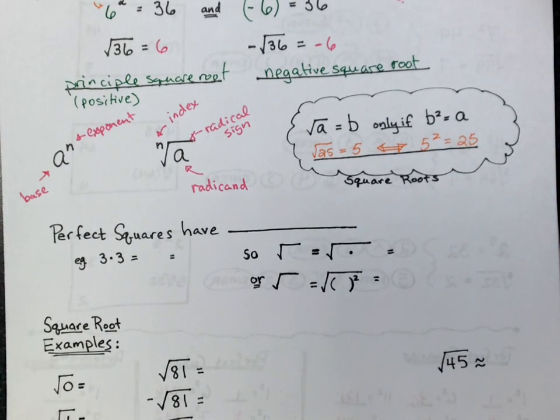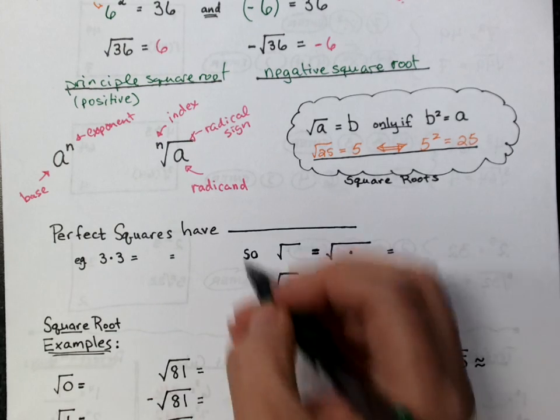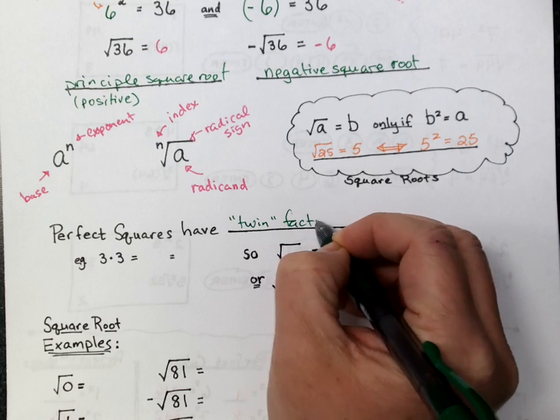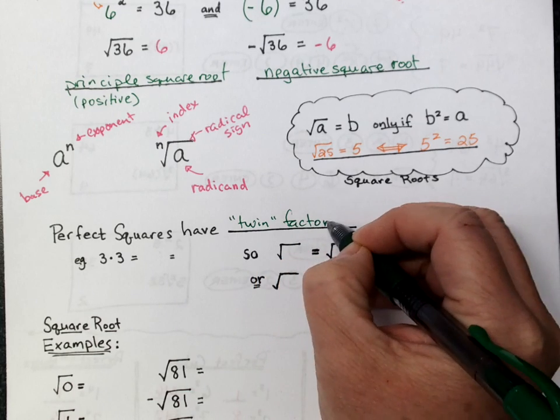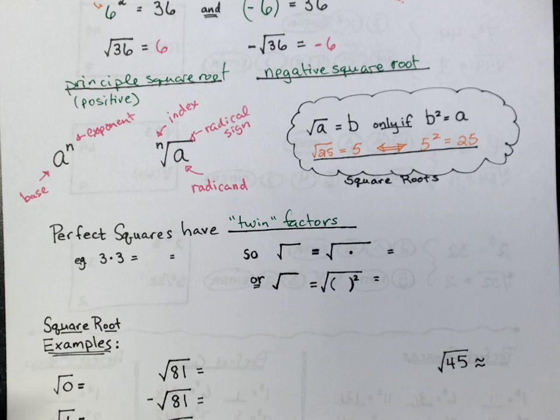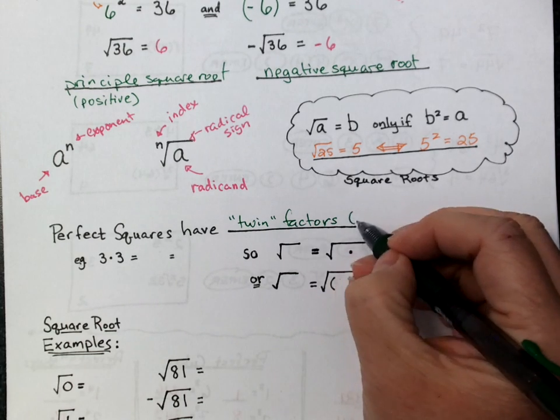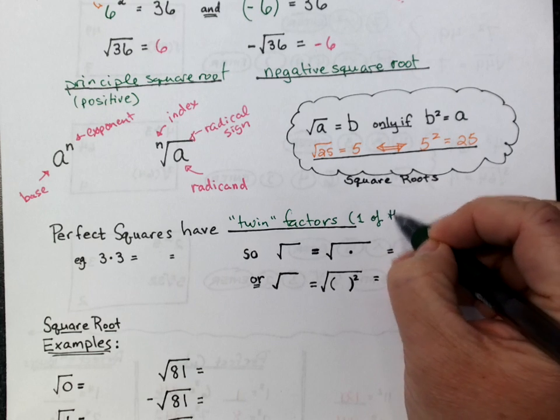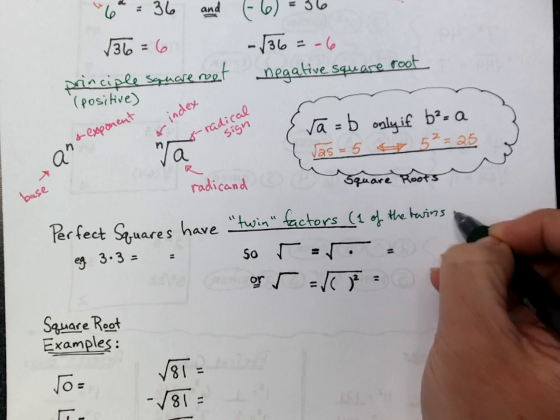All right, so working with perfect squares. The idea with a perfect square, we know it's a perfect square if it has "twin factors." I put that in quotes because it's sort of an informal way to say it. It's not a mathematical term. And the idea is if it has twin factors, one of the twins is the root.